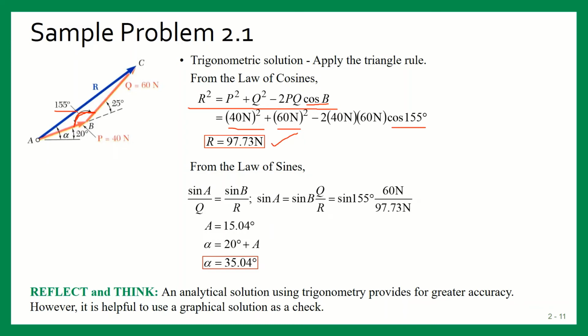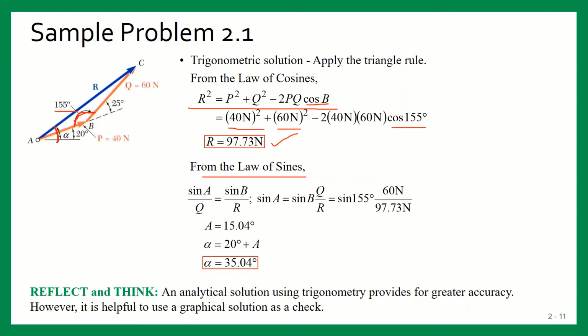You also have to find this angle alpha. Because this is only the magnitude, you also need to find the direction, so that you know the complete information regarding the solution. For that you can use the law of sines. The law of sines is this: sine A by Q is equal to sine B by R.